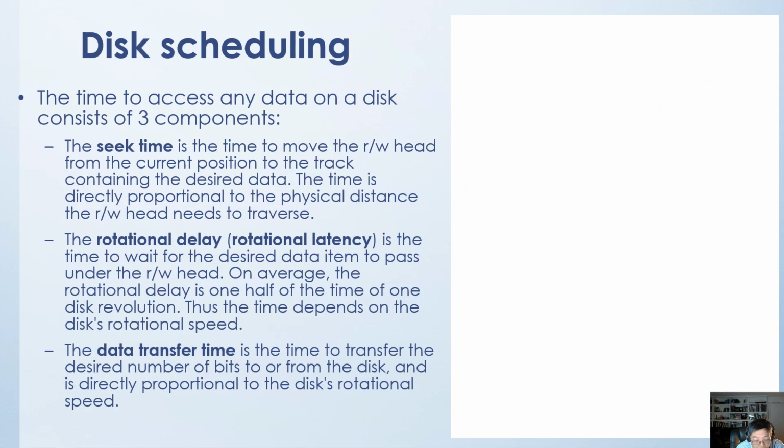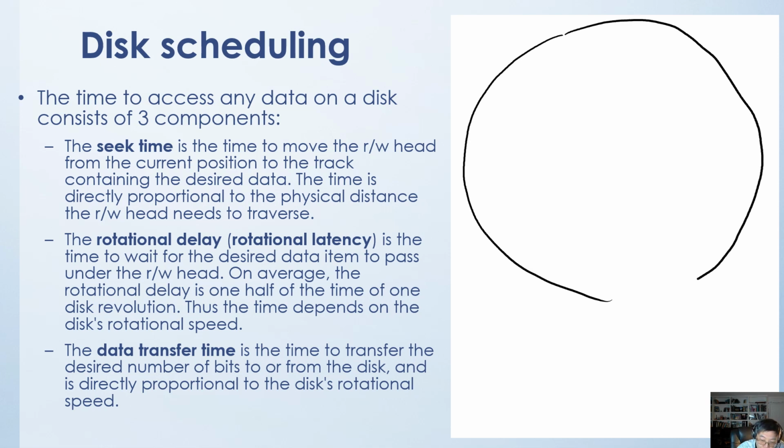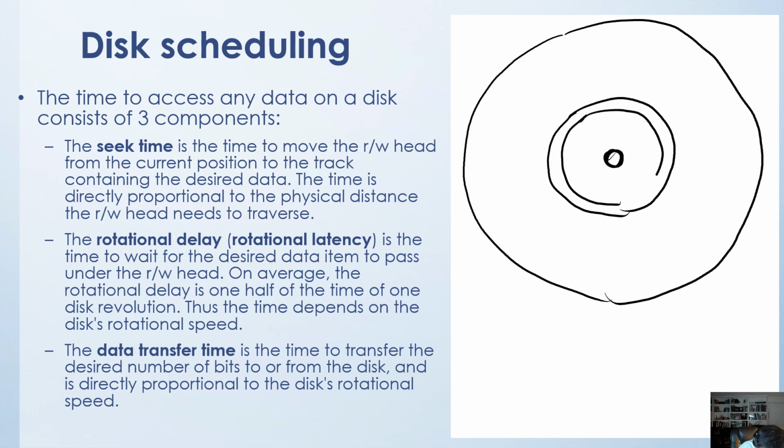As was discussed in the previous slide, a disk surface consists of a large number of concentric tracks. Let's say here's a magnetic disk, and here is the center. The disk surface consists of a large number of concentric tracks. Let's say I have a track here. This is one track, and there's another track.